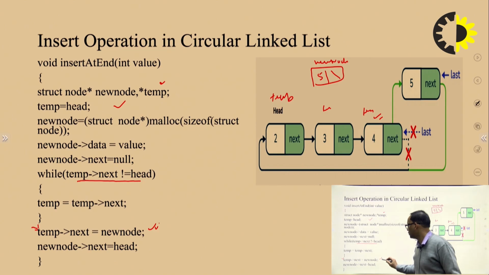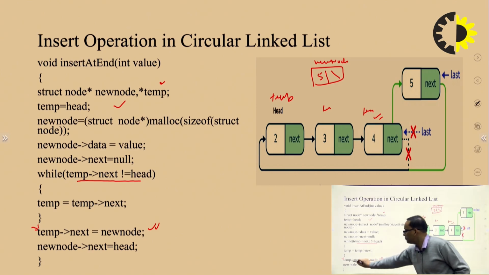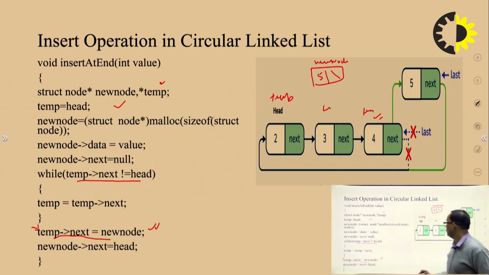Now this step will execute, temp arrow next is equal to new node. It means once the temp pointer refers to the last node of the linked list, this step will be executed. So temp arrow next is equal to new node. This is the temp which refers to the last node. So now we will update its next pointer. Initially the next pointer of this node is pointing to the first node, but since we are going to add a new node after the last node, we have to update it. So now temp arrow next will point to the new node. It means we are connecting the newly created node at the end of the current last node of the linked list. So we will update it.